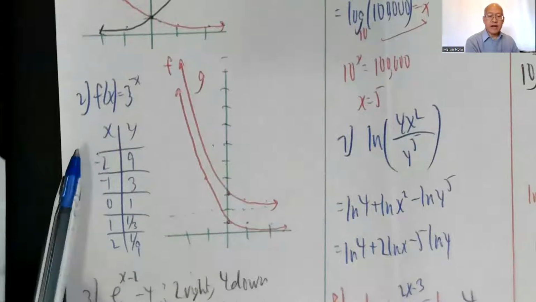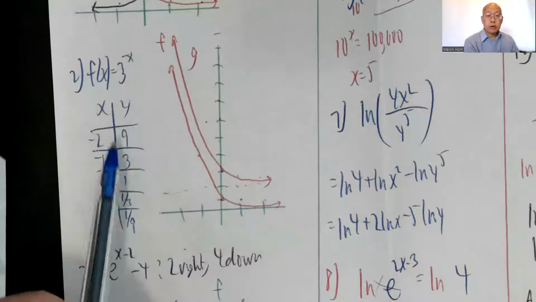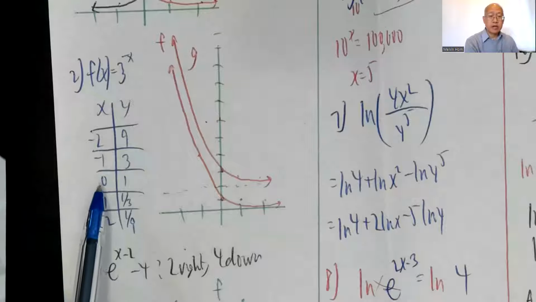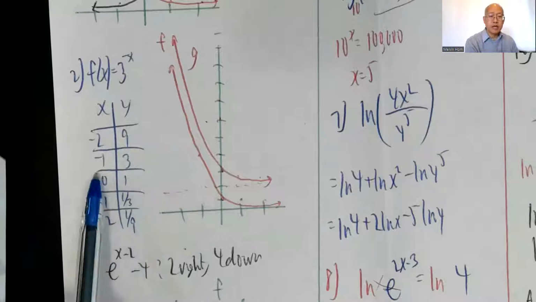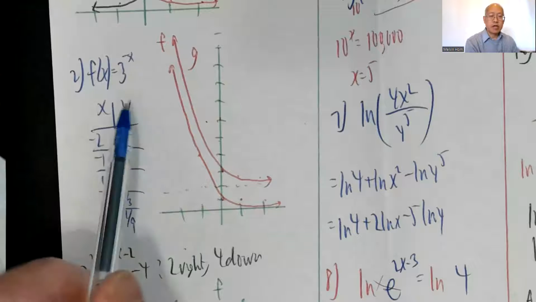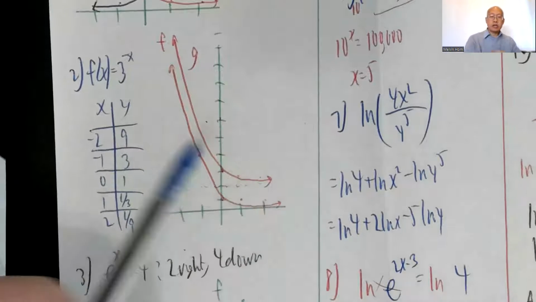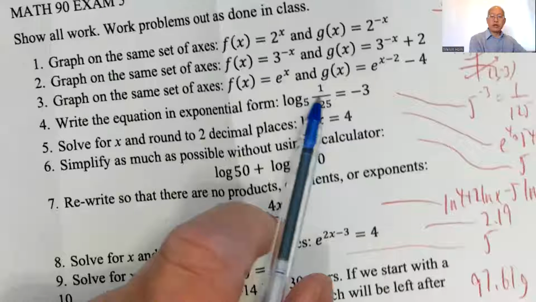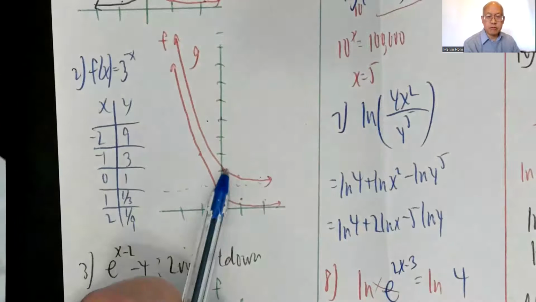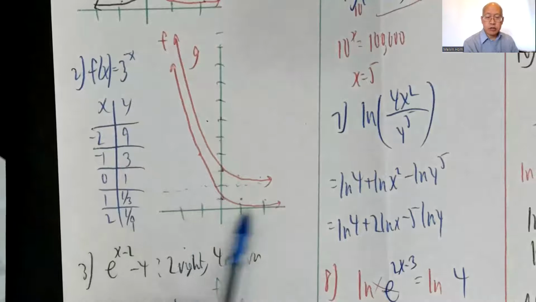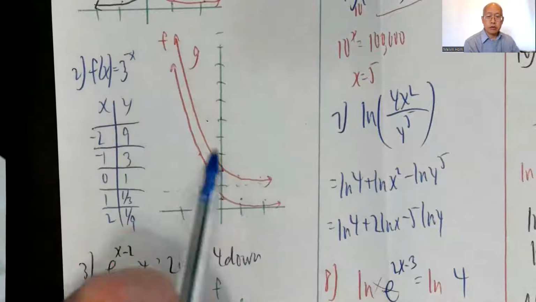Number 2, 3 to the -x. So here's a little mini table of values again. 0 gives me 1, 1 gives me 1/3, 2 gives me 1/9. -1 gives me 3, -2 gives me 9, so that looks like so. Okay, and G, you just take the whole graph and move it up 2 units. So 0, 1 becomes 0, 3. The asymptote, which used to be the x-axis, or y equals 0, now becomes y equals 2. So there's the graph of G.